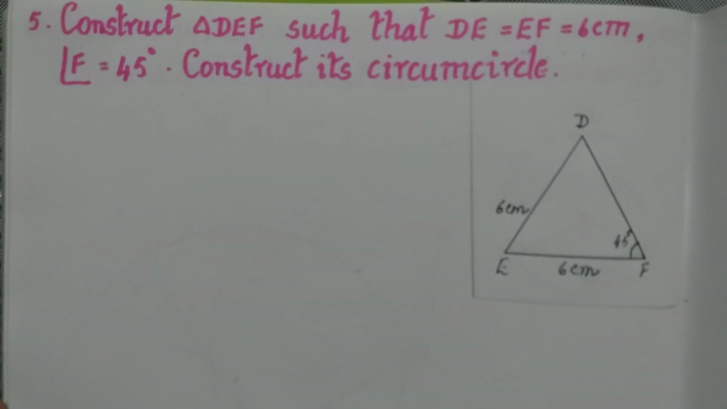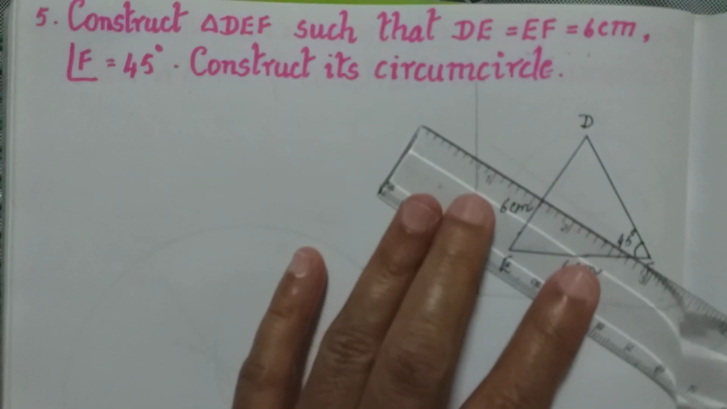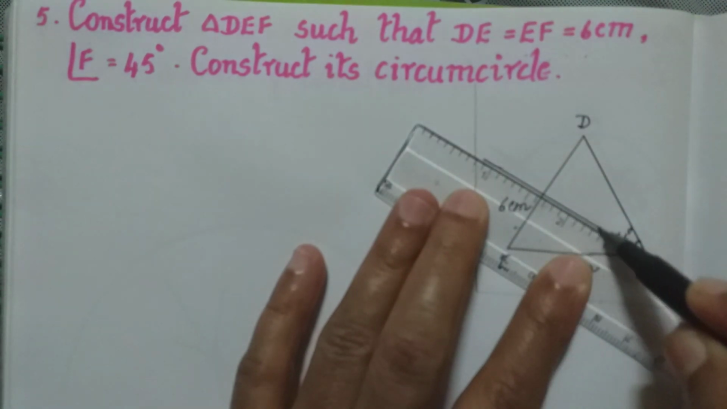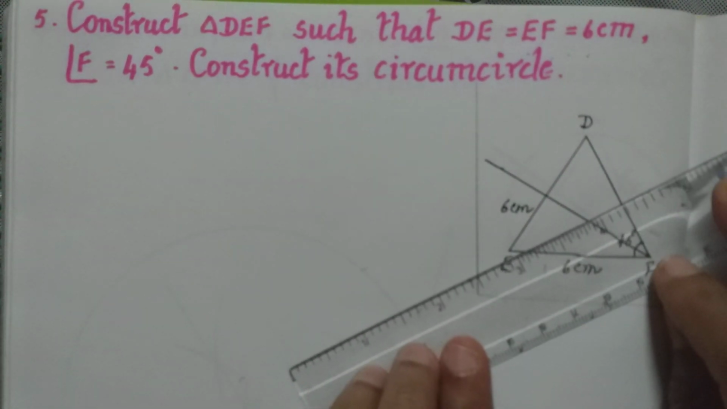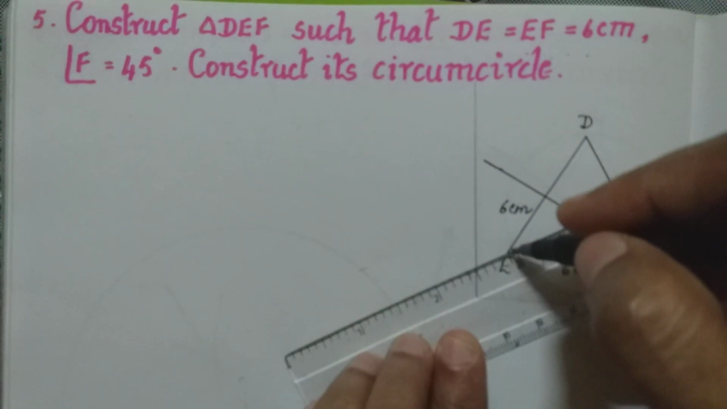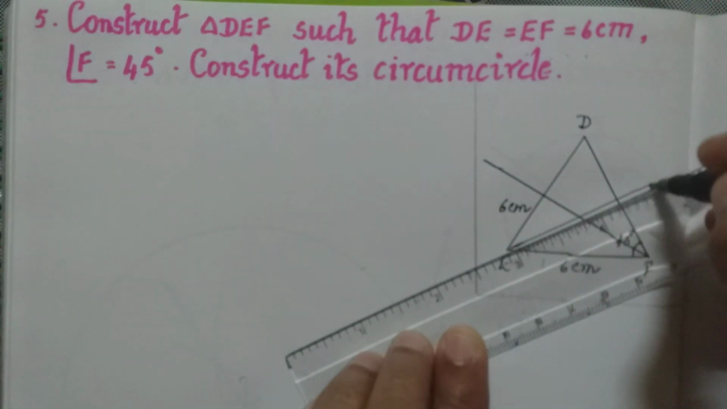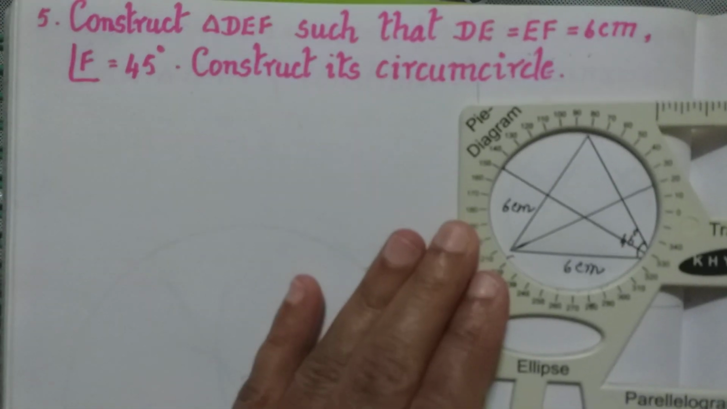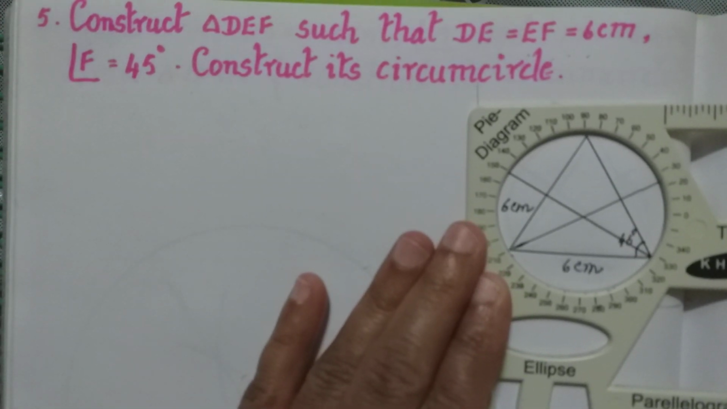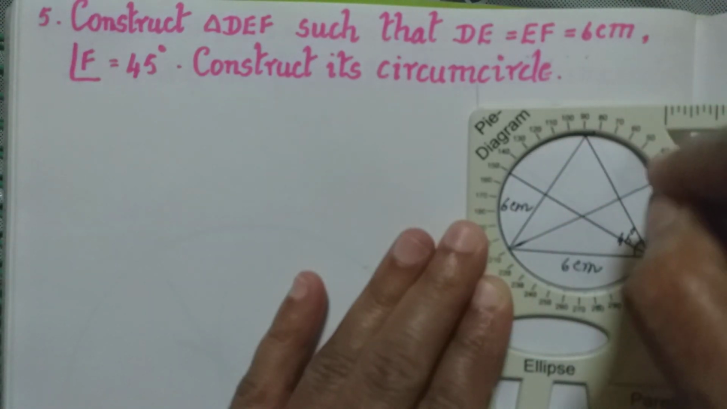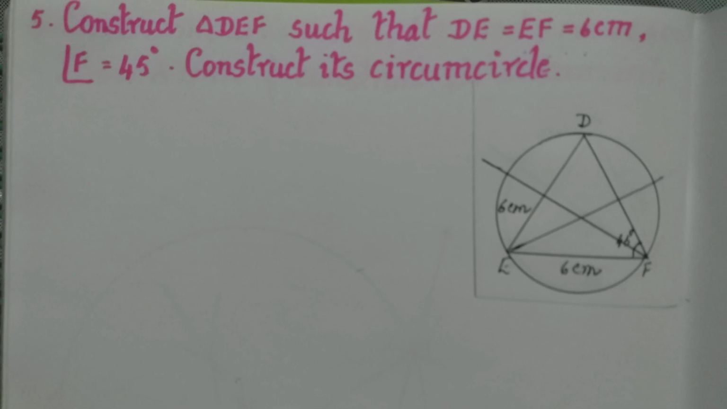Now we have to draw the perpendicular bisectors of two sides of the triangle. So let us draw here one perpendicular bisector this way, and here one more perpendicular bisector. Also we have to show that we are constructing a circumcircle, so we have to have a circle passing through the three vertices of the triangle. So let me draw the circumcircle. So circumcircle is done, passing through the three vertices D, E, F of the triangle.